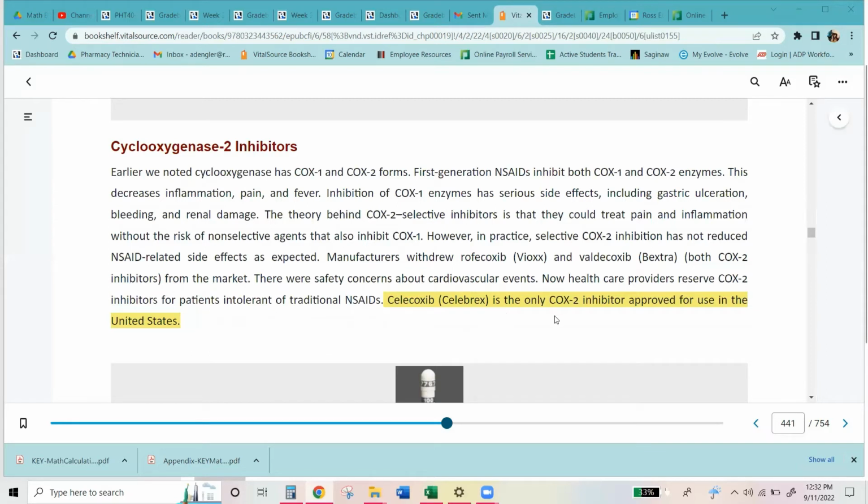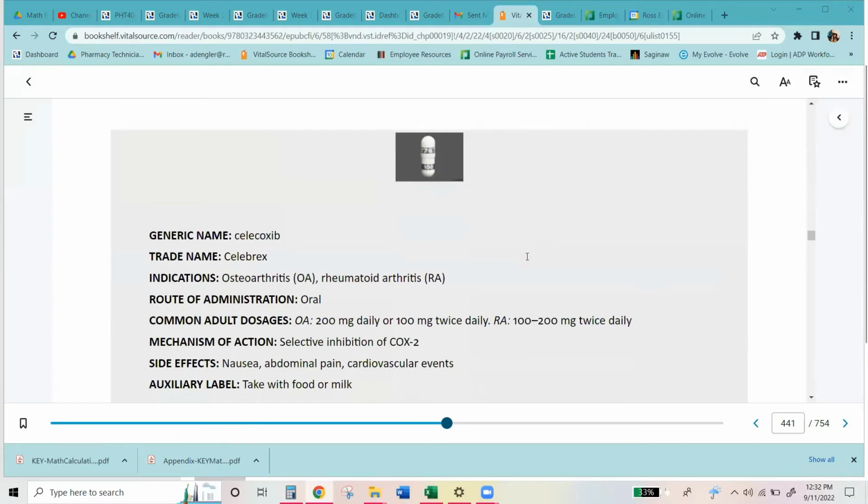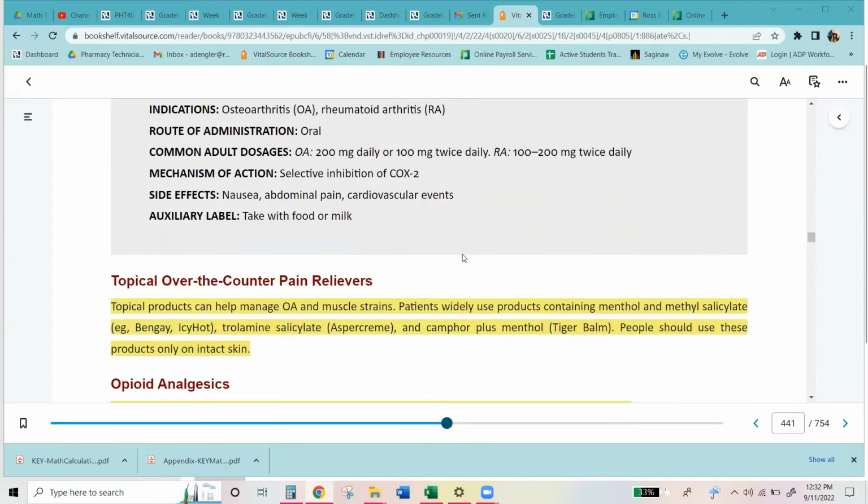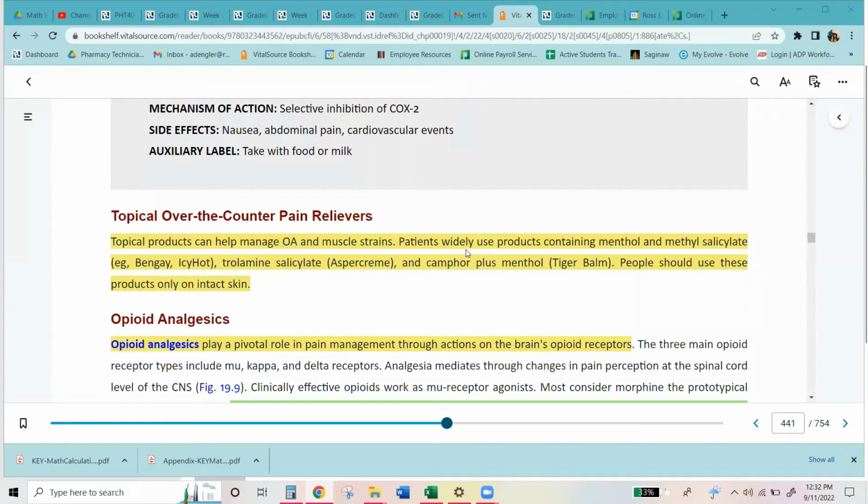Celebrex is the only COX-2 inhibitor approved for use in the United States. So that's important to remember. When medications tend to be the only one in the class, that tends to be something I see on the PTCB practice exams, questions related to those.